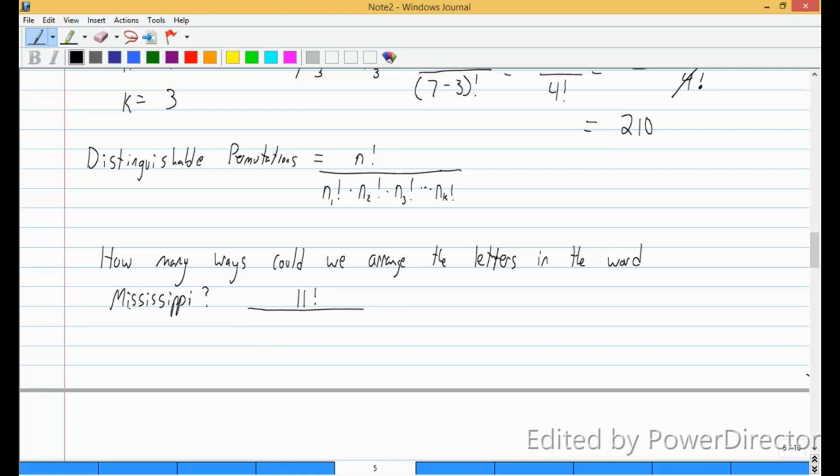How many I's are there? 4, right? So you divide by 4 factorial. How many S's are there? 4. Divide again by 4 factorial. How many P's are there? 2. Divide by 2 factorial.